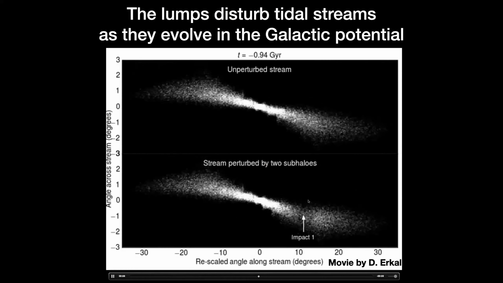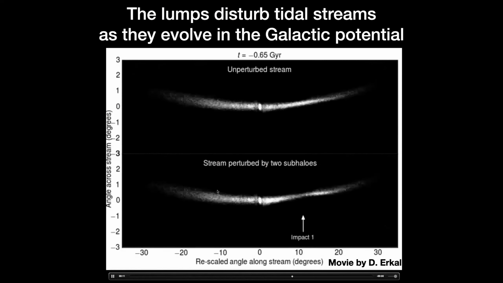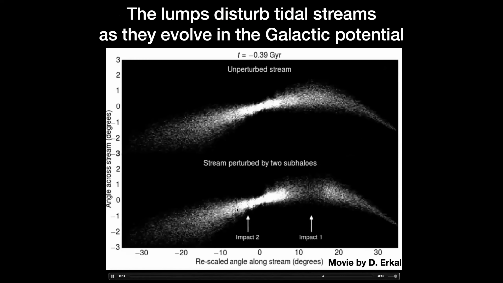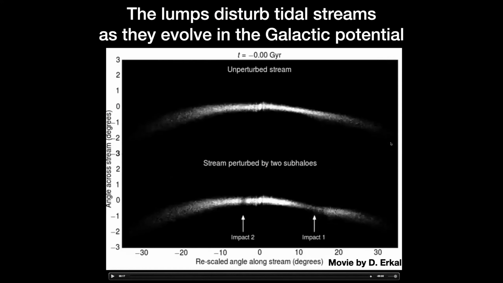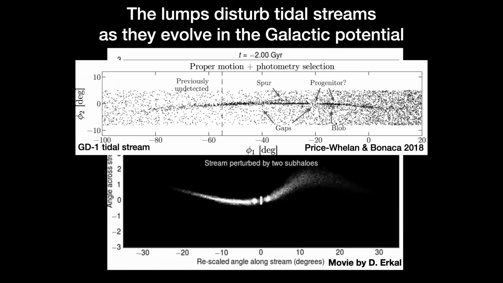So you can see there's one invisible dark matter subhalo there, and there's another one. And these can open up little gaps, or they can change the velocity dispersion of the stars in the stream by heating over time. And there are some tantalizing hints that this is the case.